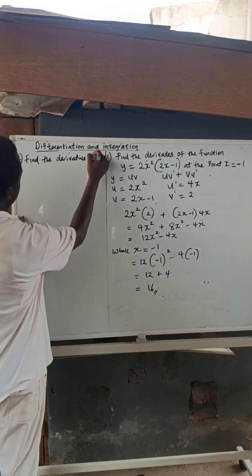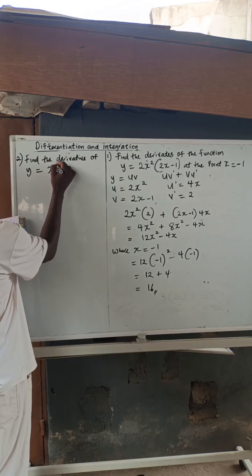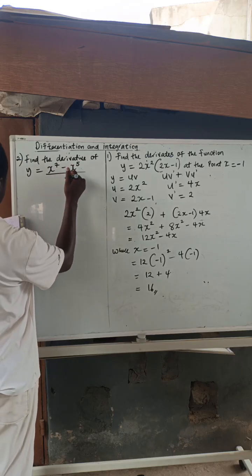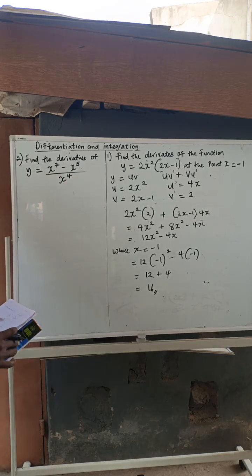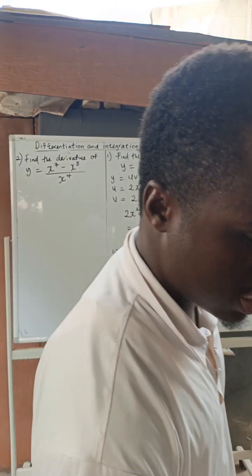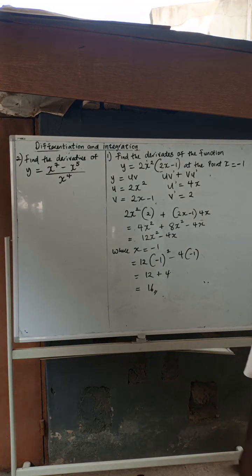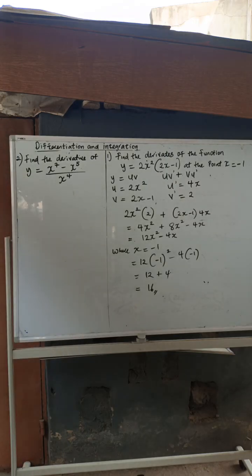Find the derivative of y is equals to x raised to power 7 minus x raised to power 5 over x raised to the power of 4. Now, there's actually a very, very easy way to do this.